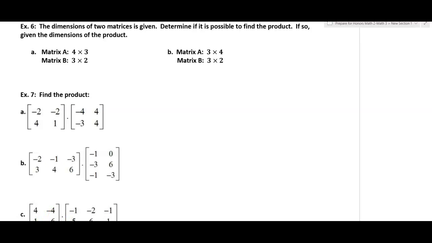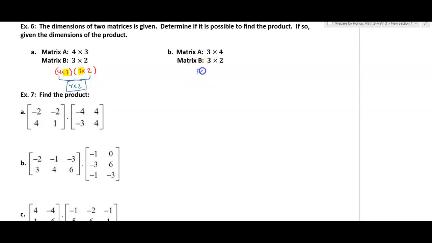So example 6 says, the dimensions of two matrices is given. Determine if it's possible to find the product. If so, give the dimensions of the product. So remember, if I have a 4 by 3 times a 3 by 2, these have to match up, the columns and the rows, right? And if I look, my resulting matrix would be a 4 by 2 matrix.